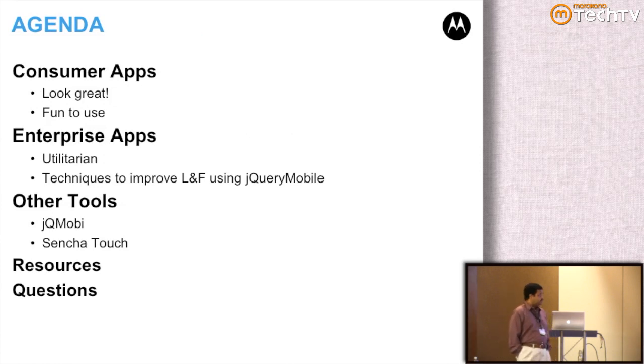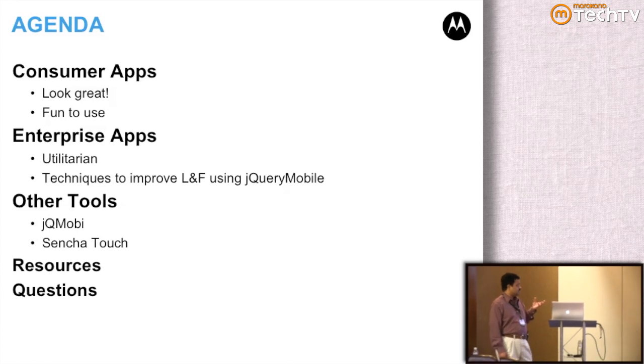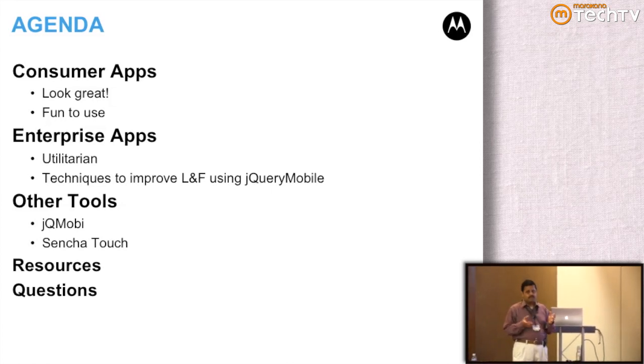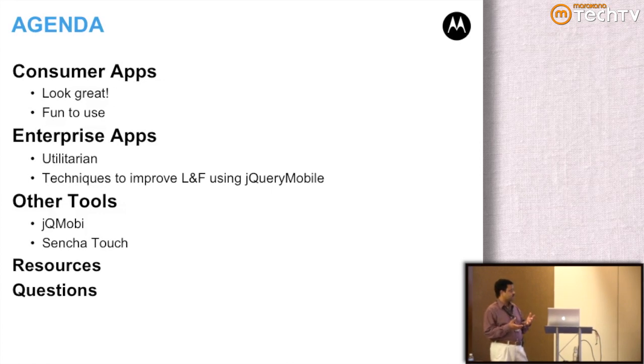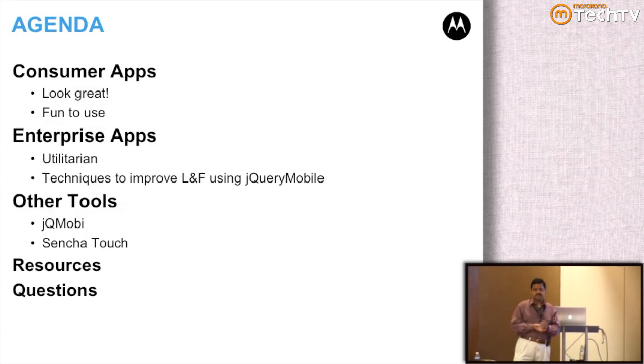So I'm going to start by showing some screenshots of some consumer applications, and the whole purpose of this presentation is to talk about how to make a boring enterprise application. When people talk about enterprise applications, the first word that comes to mind is boring, because it just does what it is supposed to do. It's not fun like using an iOS app. I'm going to show you some techniques to make enterprise apps look like a consumer app.